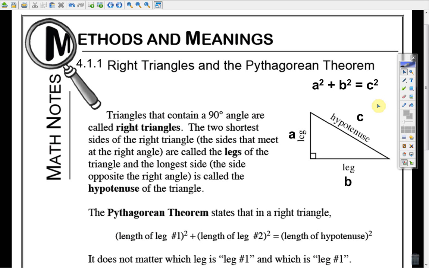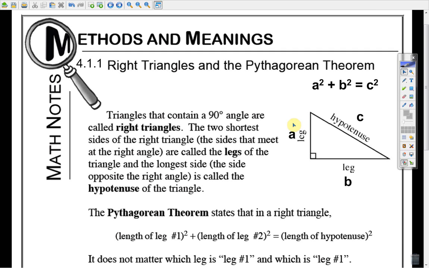Today we're going to be talking about right triangles and the Pythagorean Theorem. This is section 4.1.1. I believe you've been introduced to the Pythagorean Theorem in the past, so we're just going to do a little refresher here. It is a really important formula and theorem to be aware of. It gets used all the time in Integrated 1, Integrated 2, Integrated 3, and all the way up through calculus and beyond. You just need to be aware of it and be thinking about it. So let's take a look at it.